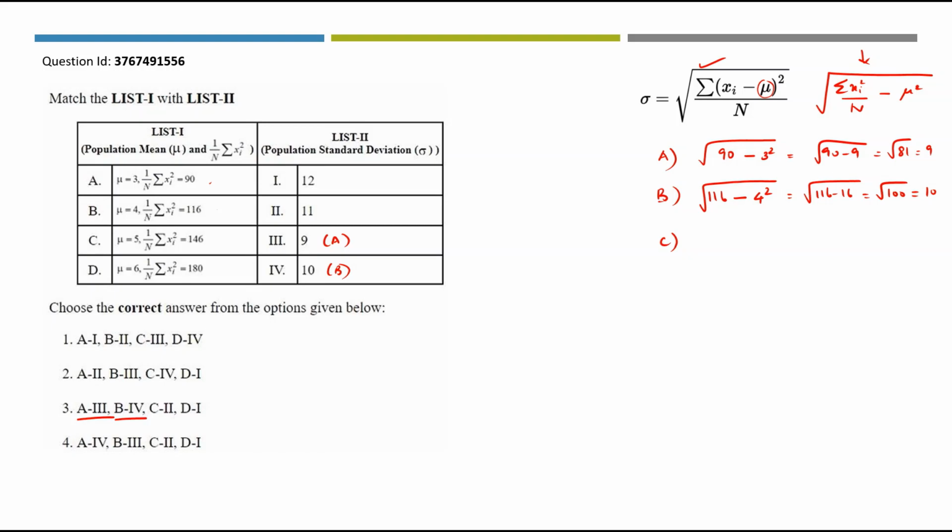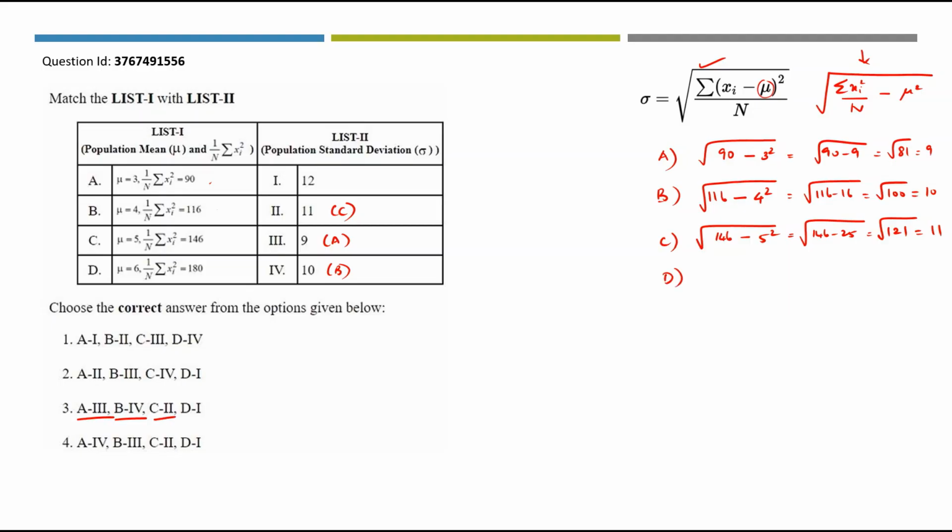What about C? We have summation of xi square by n as 146 minus the population mean, which is given as 5, so it is 5 square. What is 146 minus 25? 6 minus 5 is 1. 4 minus 2 is 2, and this 1. So the square root of 121 will be 11. C will be mapping to 2.